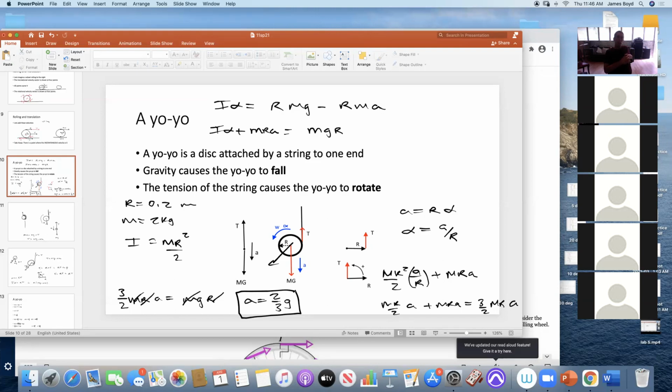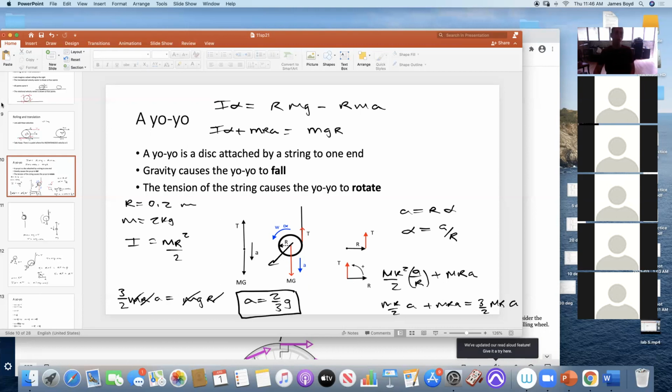The 3/2 came from I alpha plus mRa. So I for a wheel is mr squared over 2, and alpha is a over R. So if you plug those in here, you get mr squared over 2 times a over R. One R cancels, and you get mR over 2 times a plus mR times a, which is 3/2 mR times a. But the mR's will cancel on both sides. And then in order to find g, you just multiply by 2/3. Yeah, I just simplified. Okay, so that's a yo-yo.